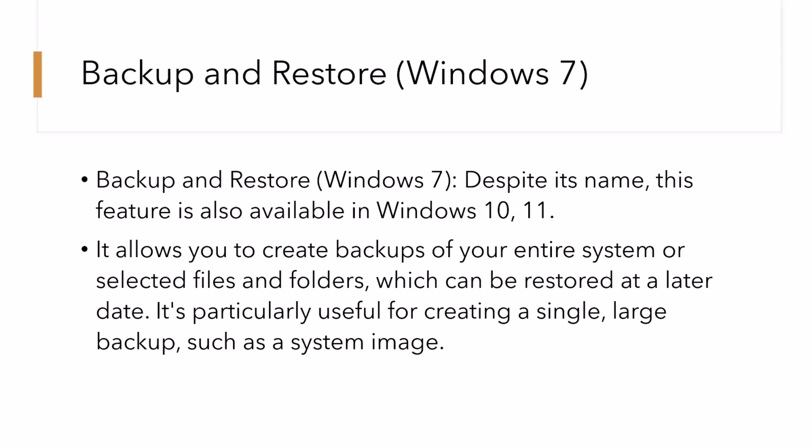Another solution that Microsoft offers is called Backup and Restore (Windows 7). Despite its name, this feature is also available in Windows 10 and 11. It allows you to create backups of your entire system or selected files and folders, which can be restored at a later date. It is particularly useful for creating a single large backup, such as a system image.